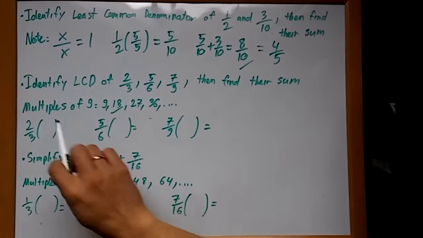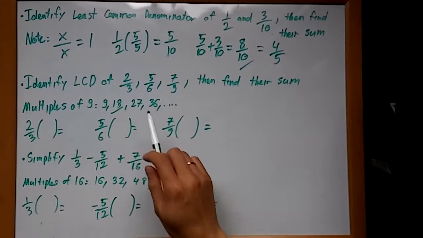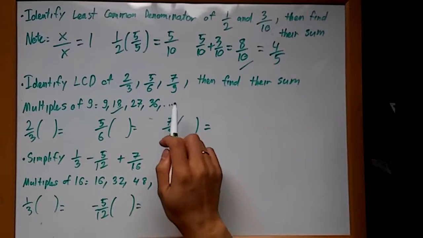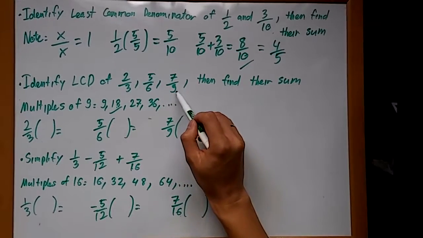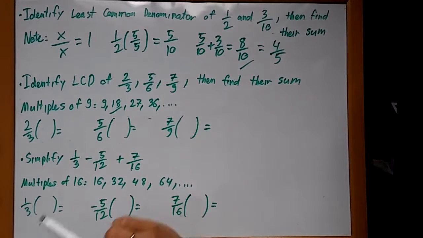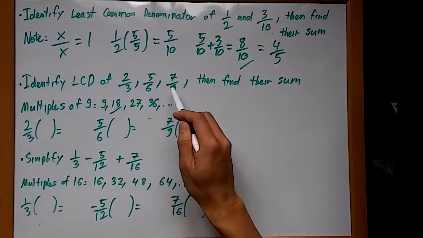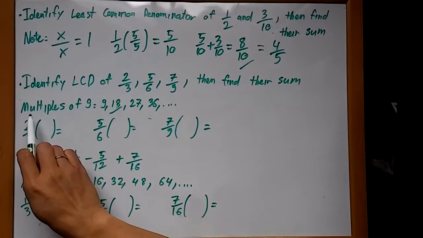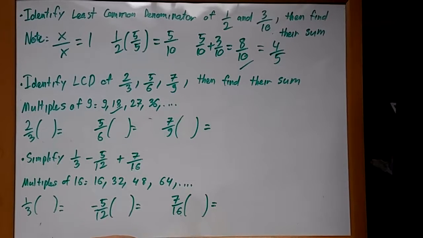So next problem, identify the least common denominator of 2/3, 5/6, and 7/9 and find their sum. To start with finding the LCD of these three fractions, you start with the biggest denominator, which is 9, and find multiples of 9 that also divide evenly into 6 and 3. So I listed multiples of 9: 9, 18, 27, and 36.